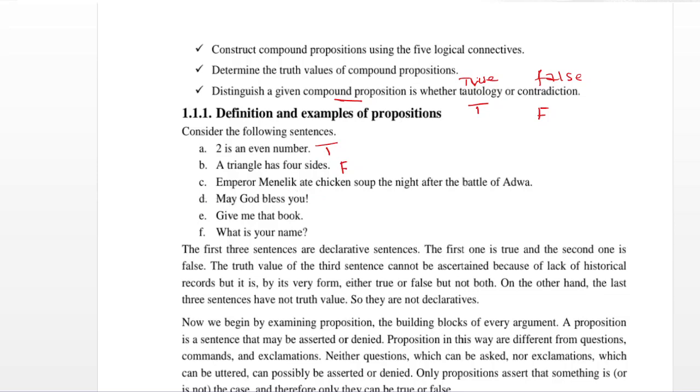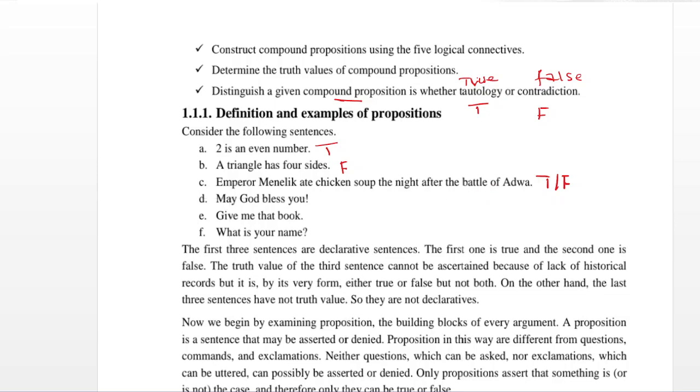Okay, the next one. Emperor Minilik ate chicken soup the night after the battle of Adwa. Someone who knows this history well and knows what Emperor Minilik ate after the battle of Adwa can say true or false. But if they have no information, how can they say true or false? It is confusing. Yes, because what did we say a proposition is? Something that is true or false. So this is either true or false. So it is confusing.